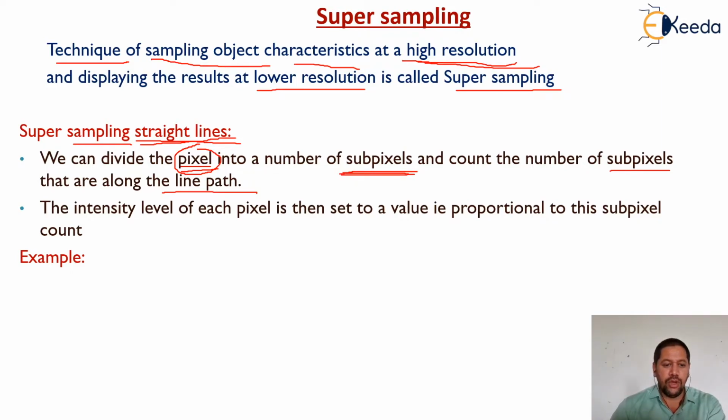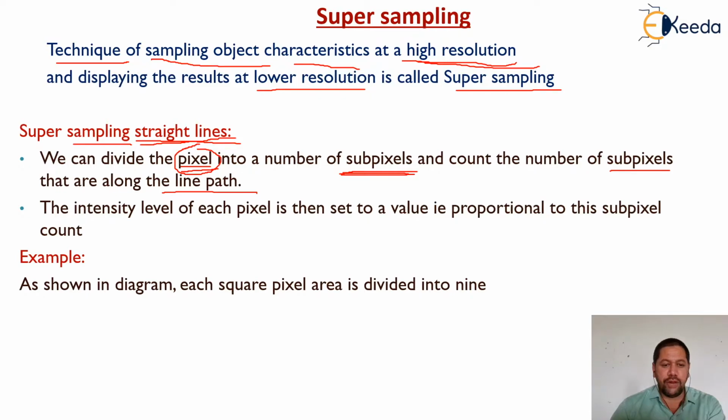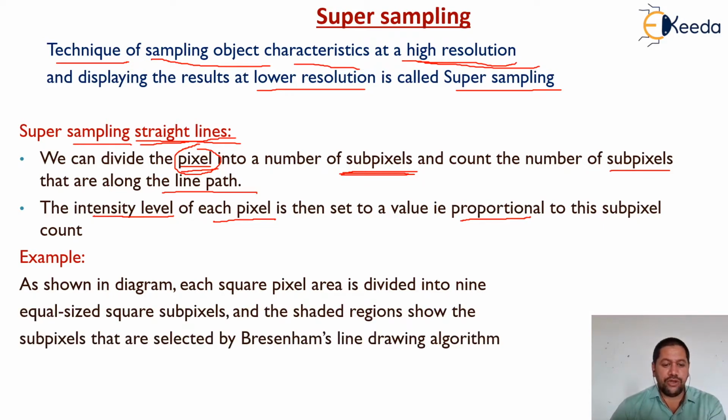After finding this, the intensity level of each pixel is then set to a value proportional to the subpixel count. So we proportionally change the intensity level of each pixel to avoid the aliasing effect. Just consider an example. We will see this diagram now in the next slide.